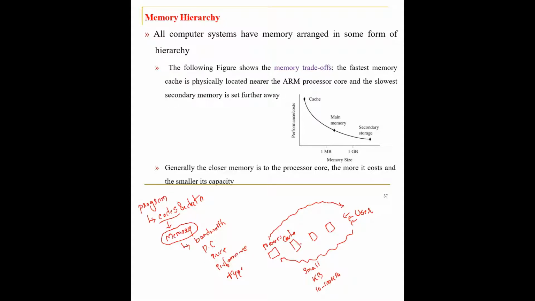The cost of this will be very high, and also the size of this memory will be very small. Next to this cache memory, we can see something called the primary memory, or you can call this particular memory the main memory. This is used to speed up the data transfer between the processor and the cache memory, or basically between the main memory and the processor.